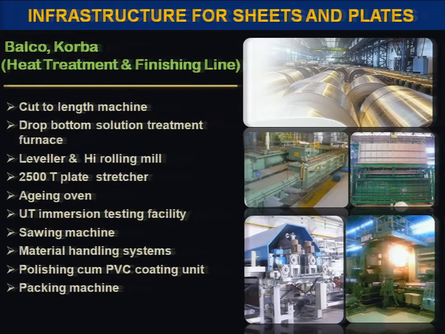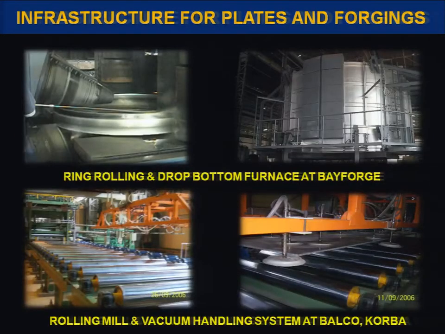Then you have the infrastructure again continuing, and the material is cut to length in the machines. Then you have the drop bottom solution treatment furnace. Then you have a plate stretcher, aging oven, then the packing machine, sawing machine. So all these facilities are established at Balco for completion of the products. Then infrastructure for plates and forgings: you have the ring rolling and the drop bottom furnace at Bay Forge, the rolling mill and vacuum handling systems at Balco.